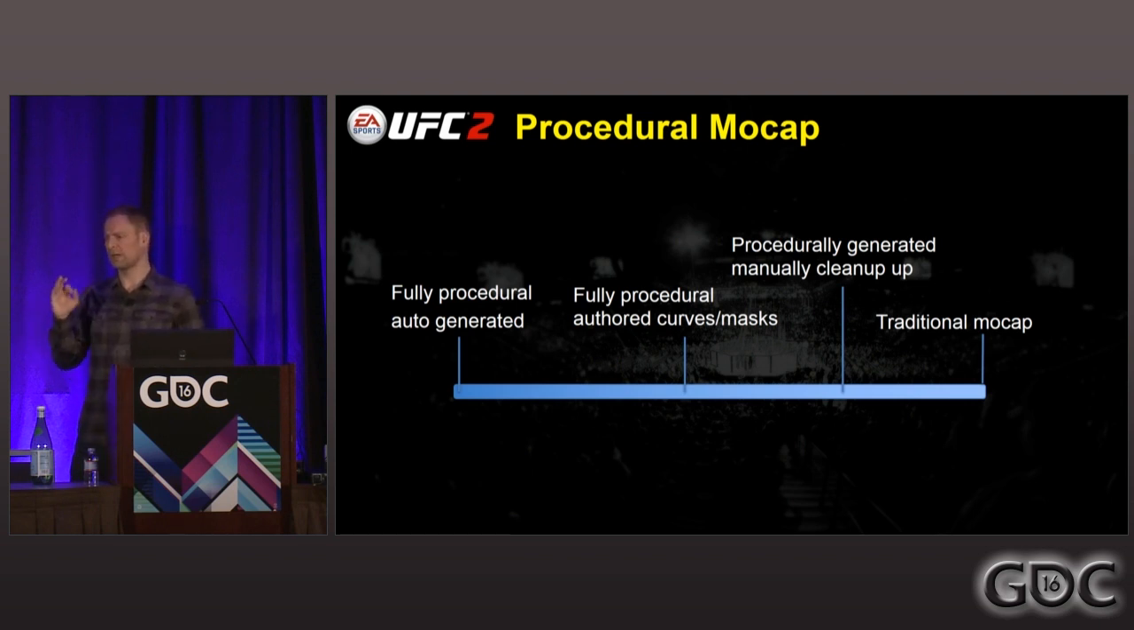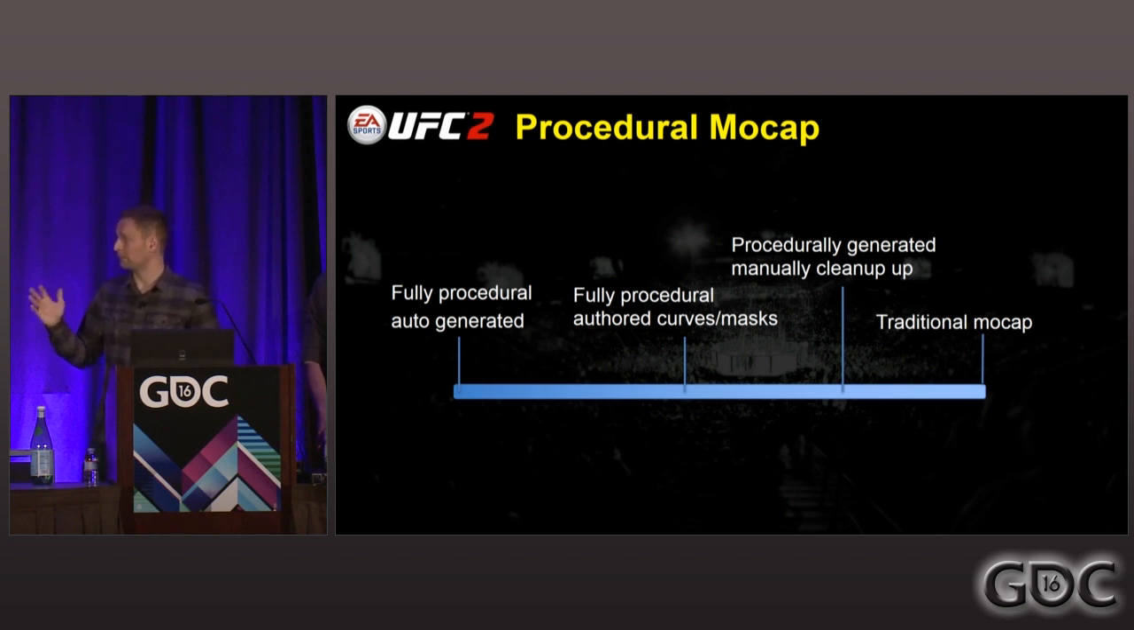But then there were other ones where we had to tweak some of the curves to try and get a little bit better results. And then there were other ones where tweaking the curves wasn't enough. So we built a pipeline that would bake out the resulting animation into an animation that could be edited in Motion Builder. It's kind of like a one-button export straight into Motion Builder. The animator could spend an hour cleaning it up. It would go straight back into the game already hooked up. And finally, we had some that were just so bad that we had to use traditional mocap. So we had a spectrum here.